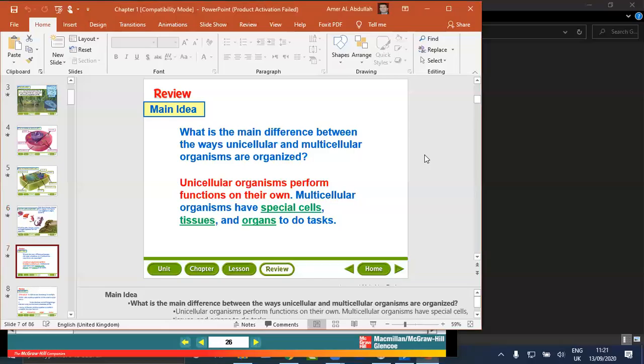Now, about the unicellular organism and multicellular organism. Mister, can I read? Yes.